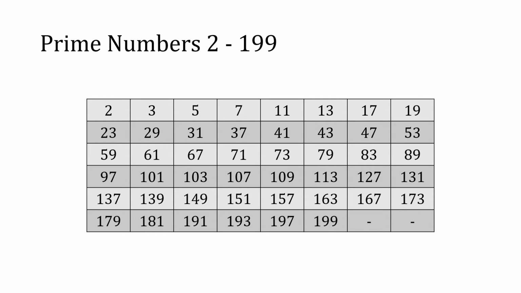So I think it's important for you to have documented or to write down somewhere prime numbers from 2 to 199, because it is going to be helpful as you go through these prime factorizations to actually know when you see a prime number.